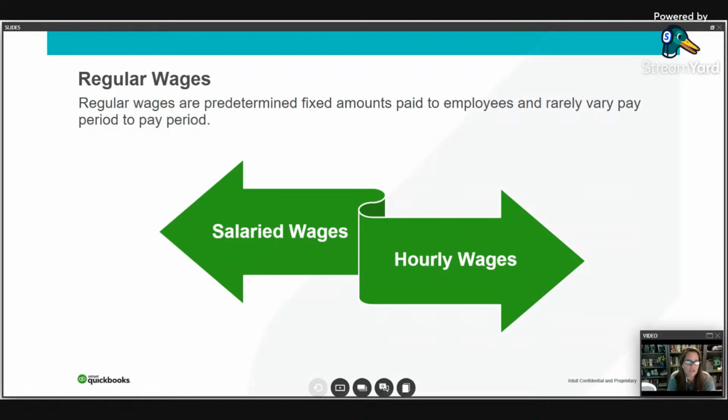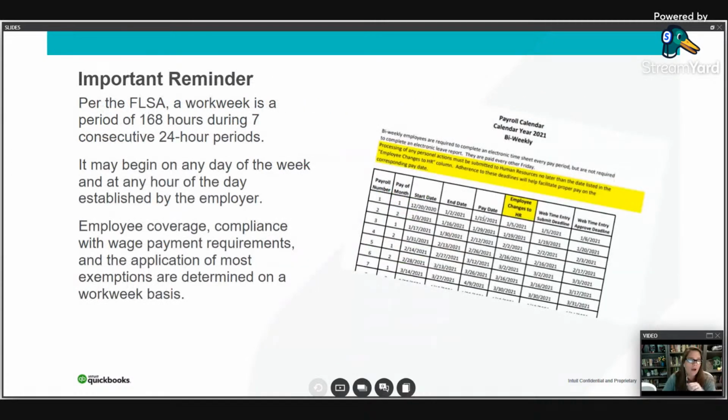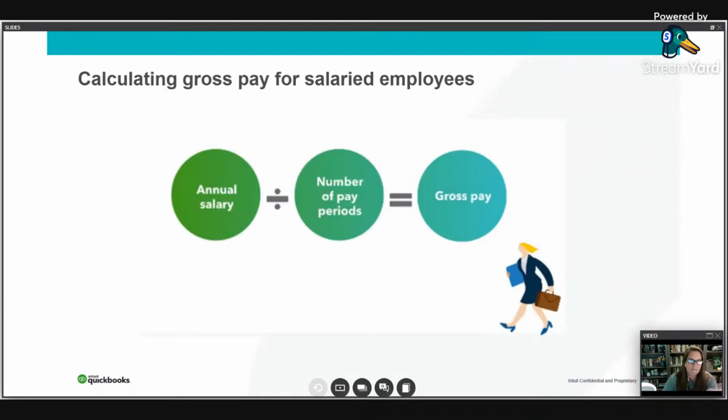You have regular wages. These are your salaried or your hourly rate that you're paying your employees. And then we have supplemental wages. It might be a bonus, maybe severance pay, any commissions, sick or any PTO. And then if your employees get paid tips. A work week is, again, a period of 168 hours that falls within 7 consecutive 24-hour periods. Again, it can begin on any day of the week. So you just have to figure out what that work week is going to be.